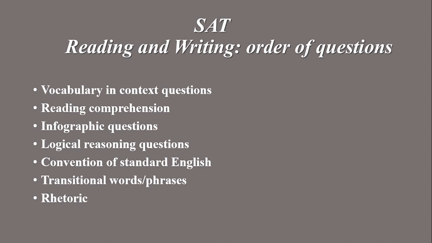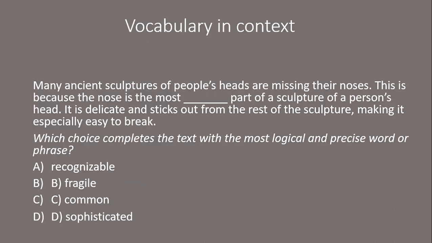Good. So let's see. This is an example of a vocabulary in context question. Here you have a short text with a blank, and you're asked to find one word in the options that will fill that blank and produce a logical and precise meaning. Okay, you can pause the video and try this. Now, if you get option B as your answer, then congratulations. But why is option B the answer?